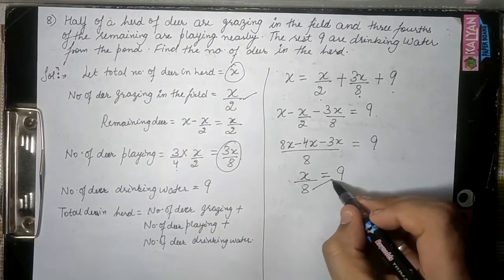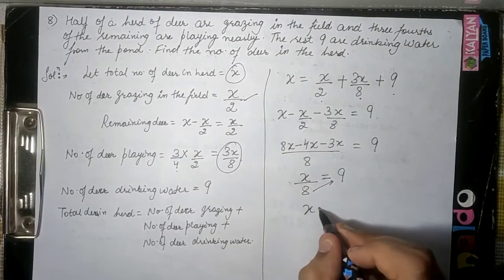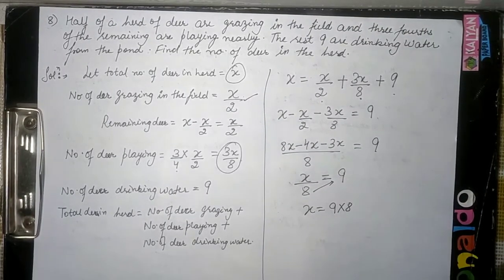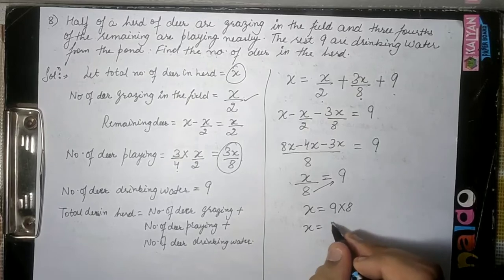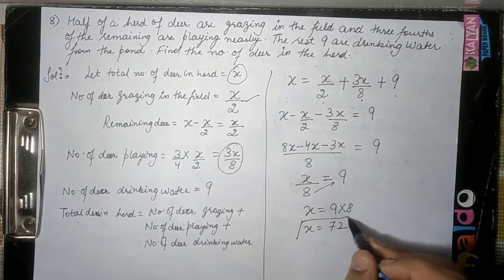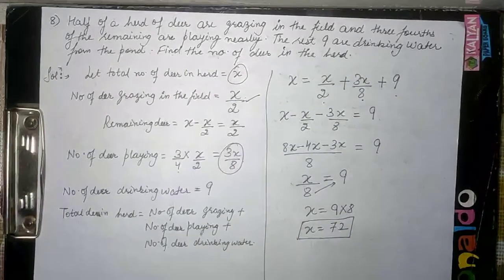Now this 8 will go into multiplication. So x will be equal to 9 into 8. So x is equal to 72. So therefore the total number of deer in the herd are 72.